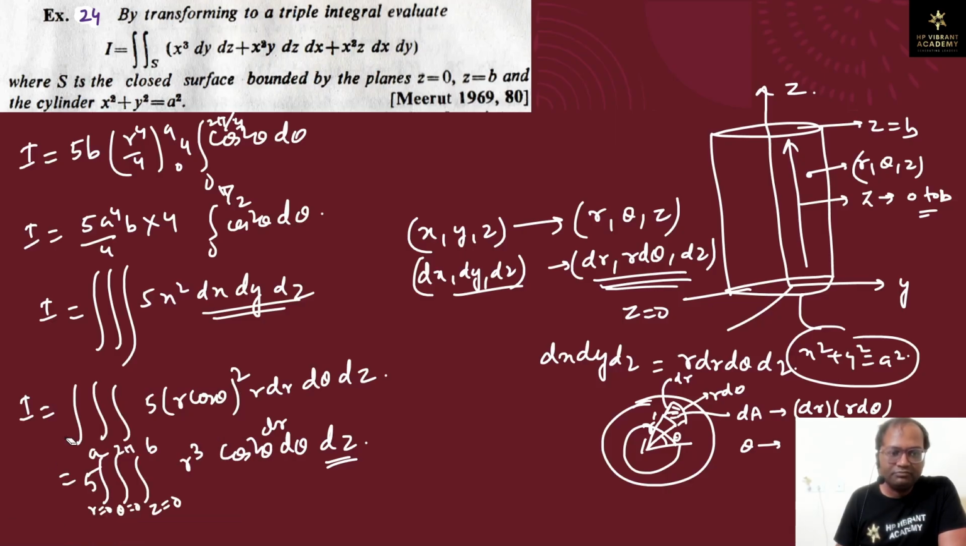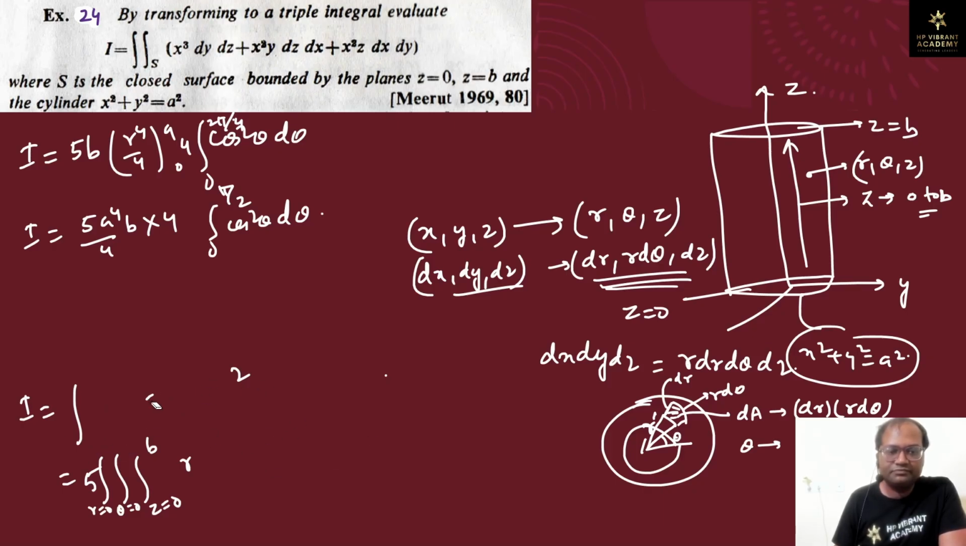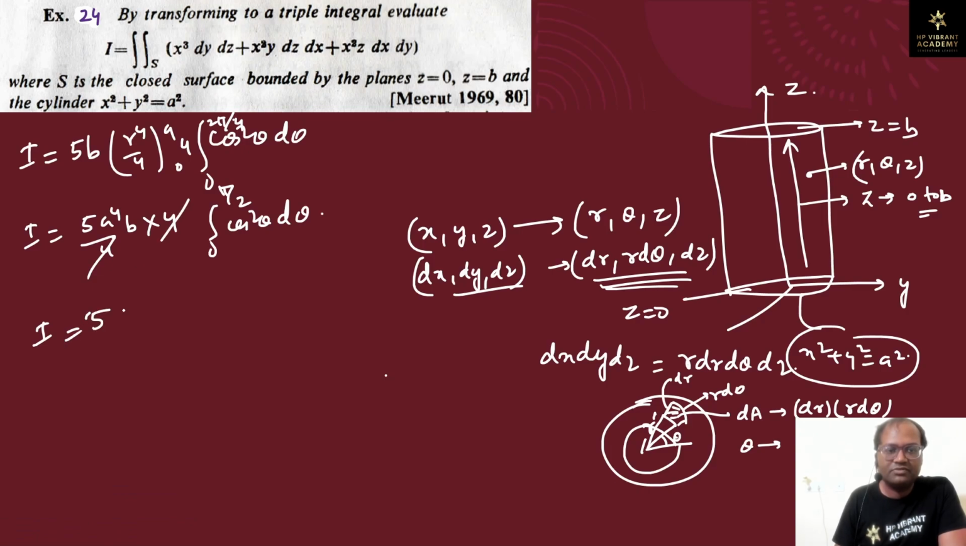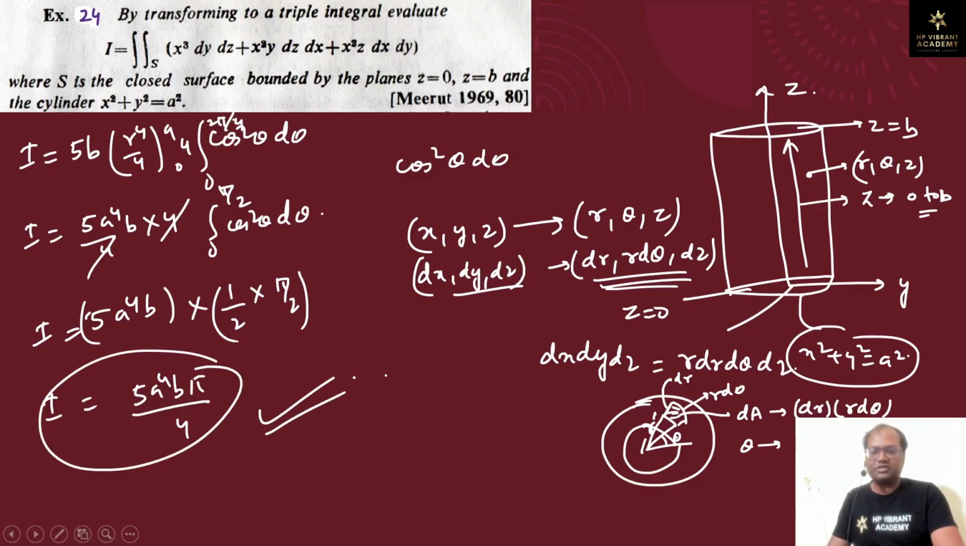Okay, so let us further simplify this. Using the cosine rule we can simplify this. So the 4 gets cancelled, this is 5 times a^4 into b, and this is the integral of cos square theta d theta. So this is 1 upon 2 into pi upon 2. Okay, and the 4 gets cancelled, so I is equal to 5 a^4 b pi upon 4. This is the value of this particular expression.